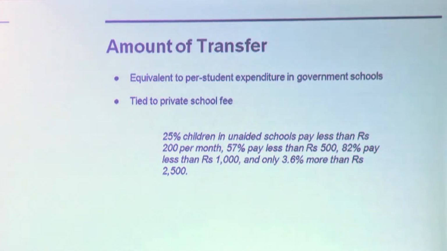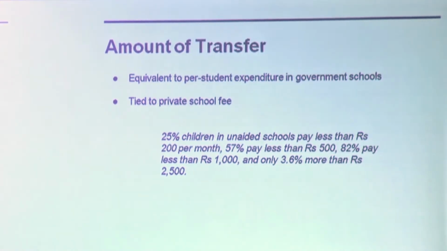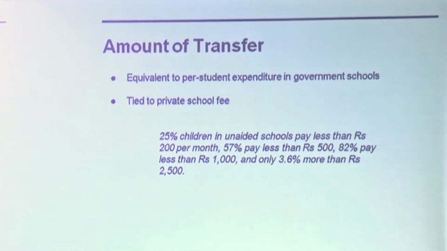On the amount of transfer, currently the 25% seats in RTE are linked to the expenditure of the government in a government school per student, which is what the government reimburses private schools for those 25% seats. In some cases, you can tie the amount to be reimbursed to the school fee, which is quite difficult to do, as you can imagine, to figure out what the school fees actually are and then pay exactly that amount.